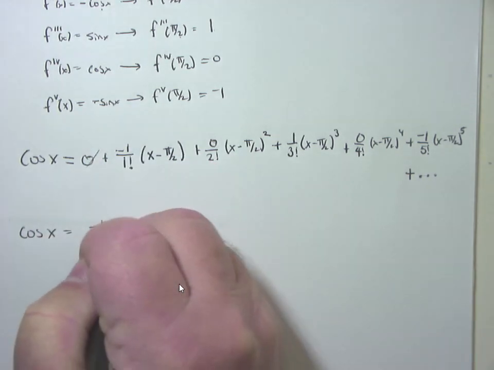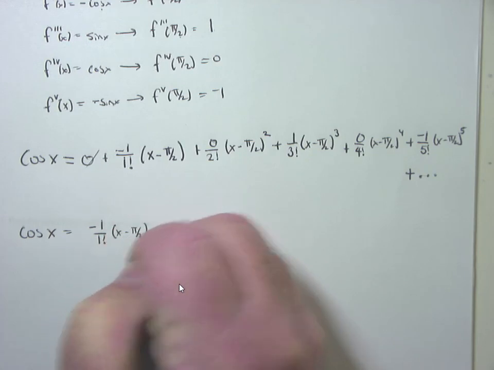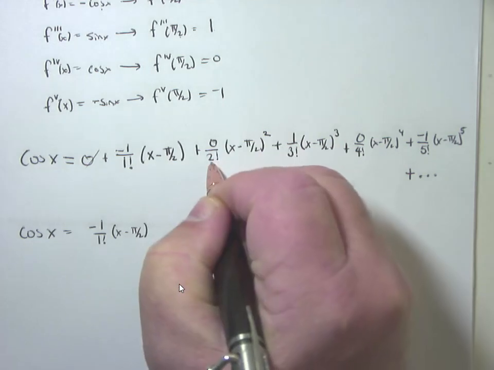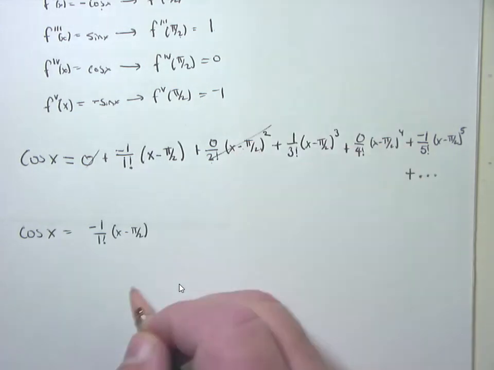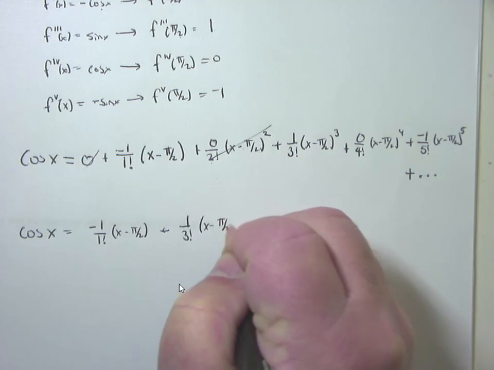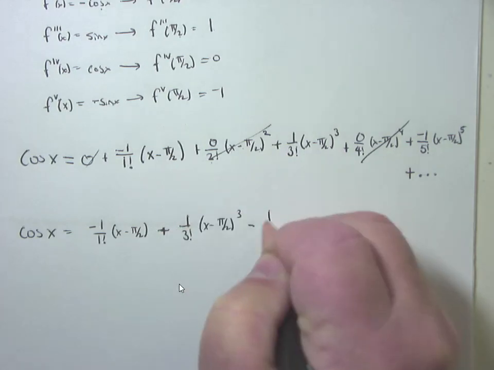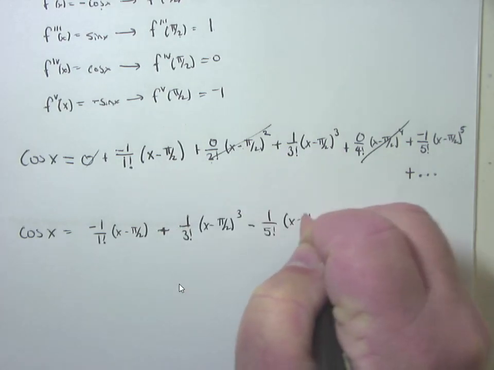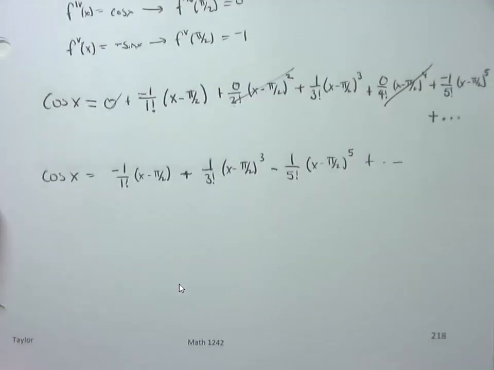This will be negative 1 over 1 factorial times x minus pi halves. 0 divided by 2 factorial is still 0 times x minus pi halves squared. That's 0. No need to write that. Plus 1 over 3 factorial times x minus pi halves cubed. There's another 0 term. Minus 1 over 5 factorial times x minus pi halves to the fifth. And I hope from this you can catch a pattern on these guys. So this right here is what the cosine of x is equal to.